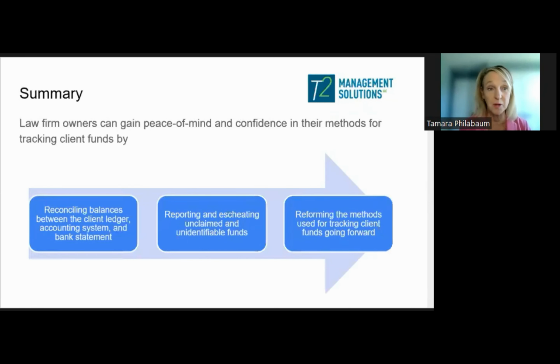So in summary, law firm owners can gain peace of mind and confidence in their methods for tracking client funds by reconciling balances between the client ledger, the accounting system, and the bank, reporting and escheating unclaimed and unidentifiable funds, and then reforming the methods used for tracking client funds going forward.